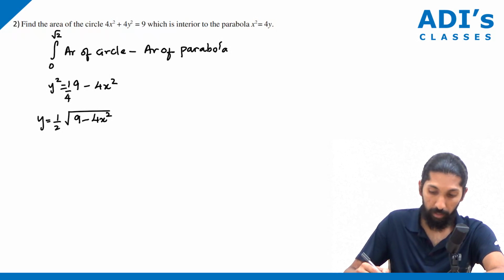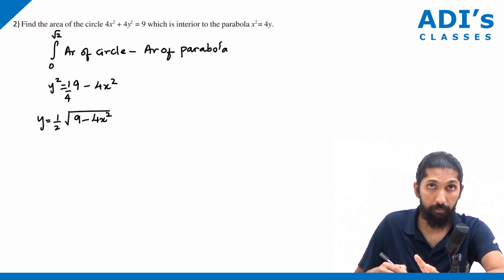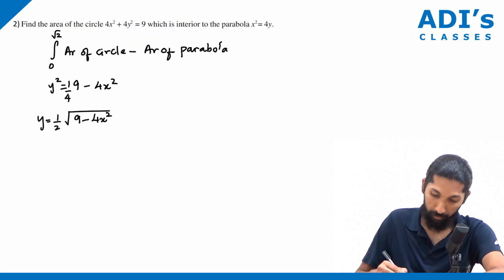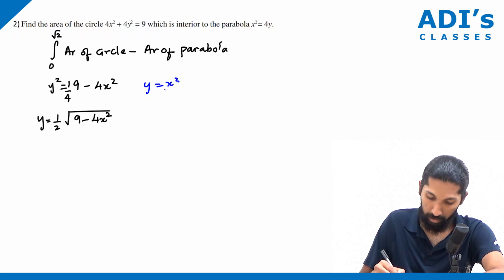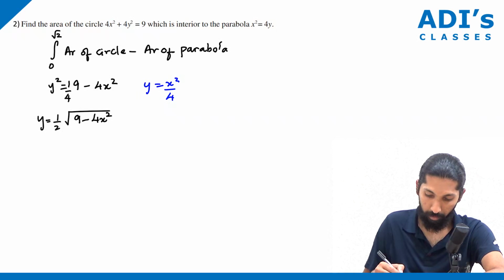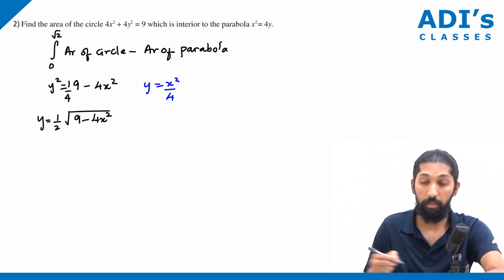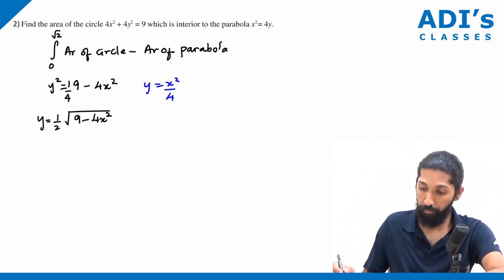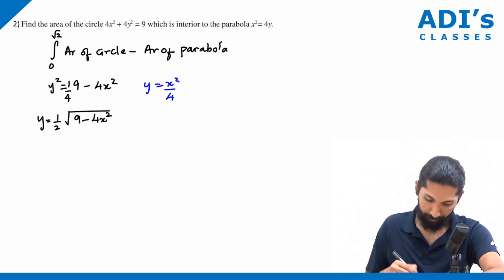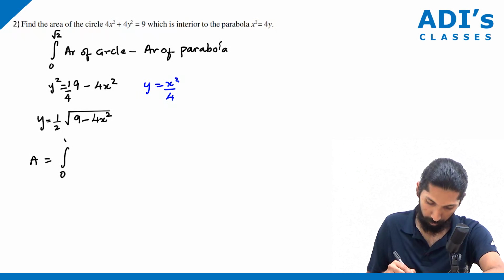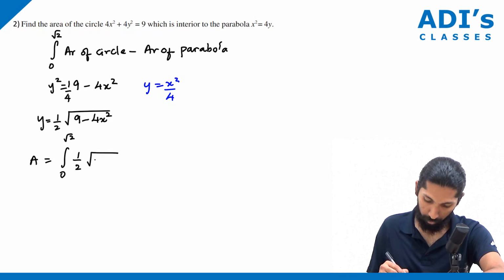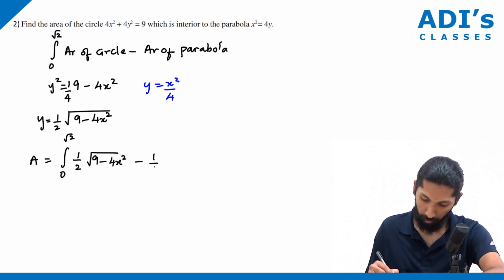So for the parabola, we need just the y value. Correct? And the y value is going to be x square divided by 4. This is for the area of the parabola. Now, when you put it under the integral sign, A is the integral from 0 to root 2 of 1 by 2 into root of 9 minus 4x square minus 1 by 4 into x square dx.